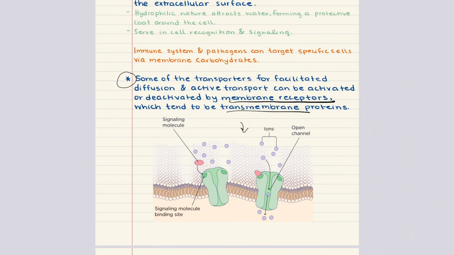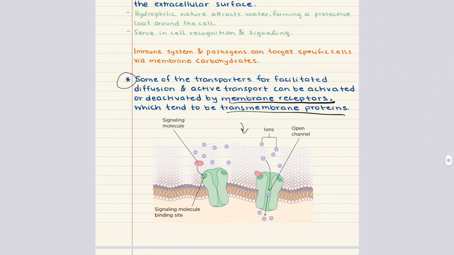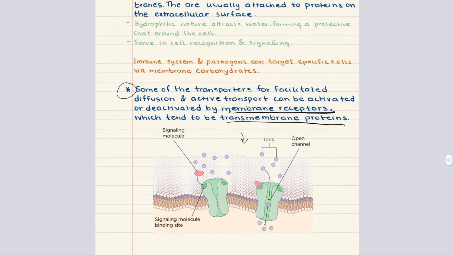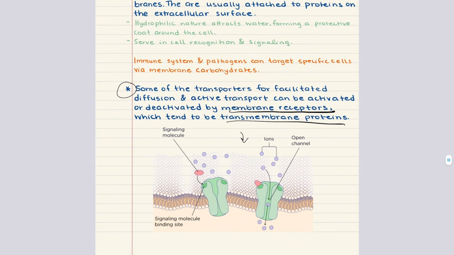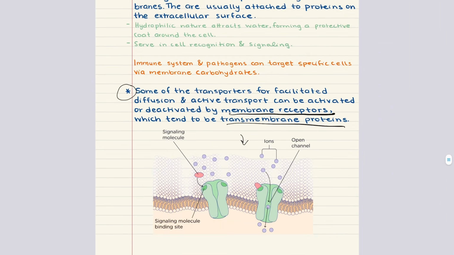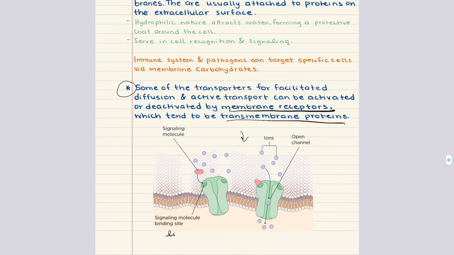Other receptors might directly activate or deactivate transport proteins, and that can control the movement of ions or molecules across the membrane. Still others are going to initiate a cascade of intracellular signaling events that can go on to alter gene expression, have some role in enzyme activity, or even cellular metabolism. So, for example, ligand-gated ion channels open when a specific molecule binds, and they're going to allow ions to flow into or out of the cell.